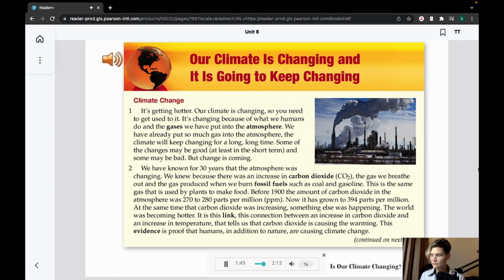It is this link, this connection between an increase in carbon dioxide and an increase in temperature that tells us that carbon dioxide is causing the warming. This evidence is proof that humans, in addition to nature, are causing climate change.